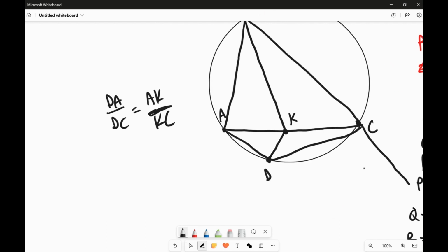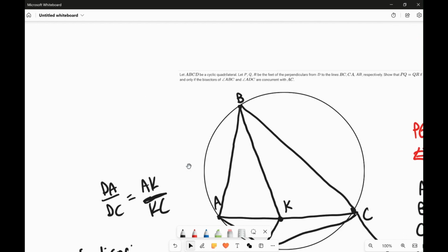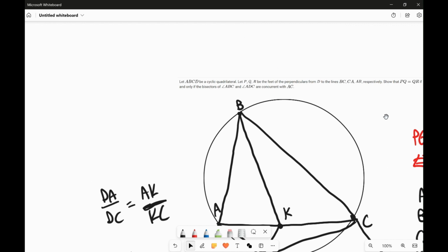So the angle bisector condition is equivalent to AB times CD is equal to BC times DA. And with complex numbers, we show that this is equivalent to PQ is equal to QR. And we are done. We solved the 2003 IMO problem number 4.